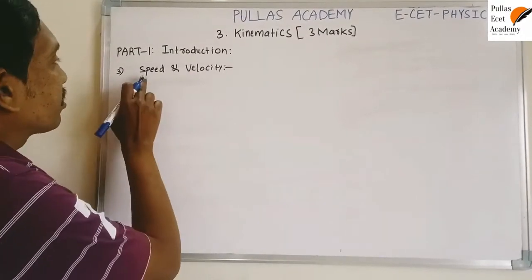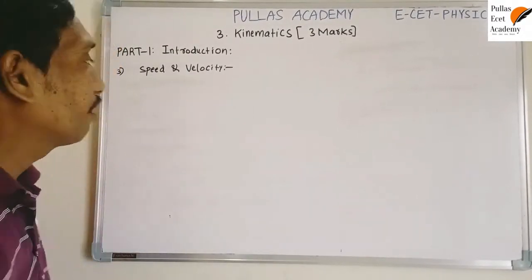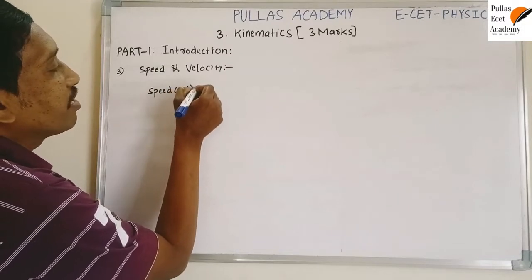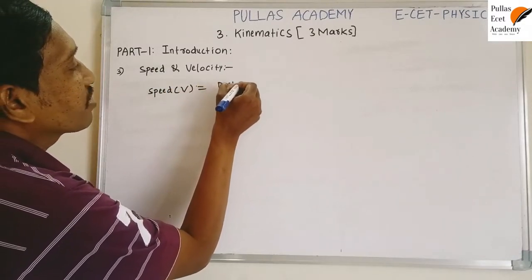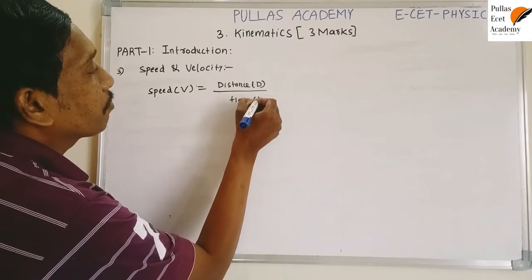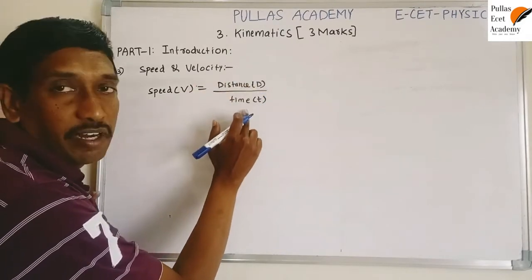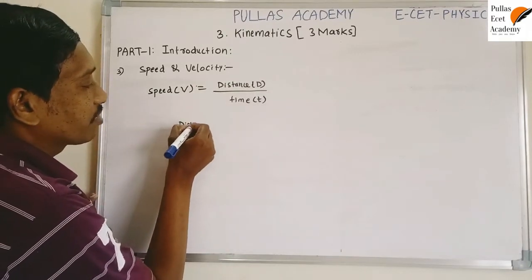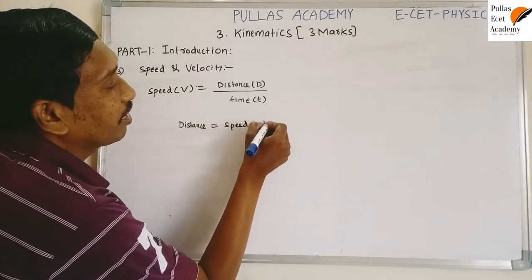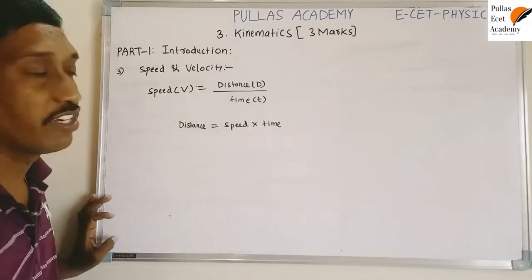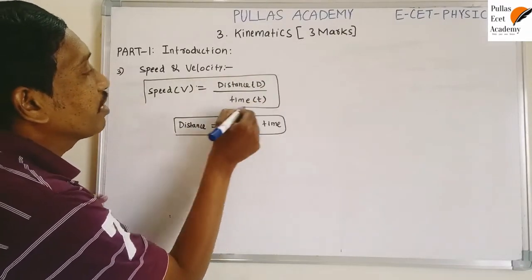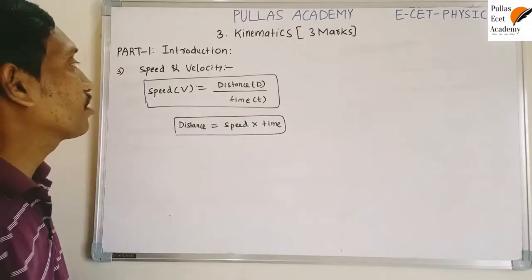The next introduction point is the difference between speed and velocity. First we are going to discuss speed. What is speed? Speed is equal to distance by time. Simple definition: distance by time is called speed. So distance is equal to speed into time. Sometimes when asked for distance in terms of speed, use this relation. This is the expression for distance in terms of speed, and this is the expression for speed in terms of distance. These are the important expressions for speed.